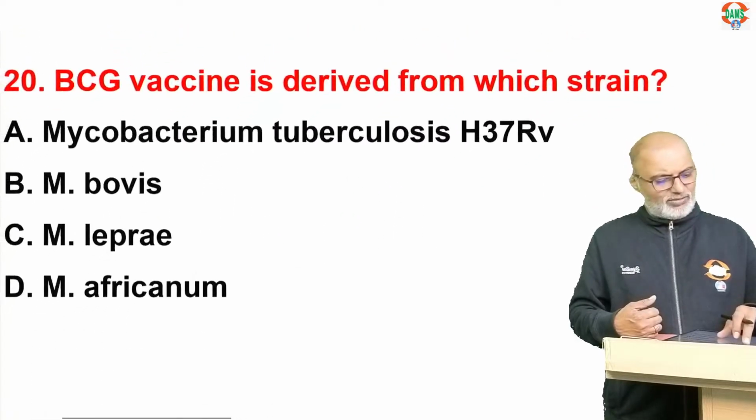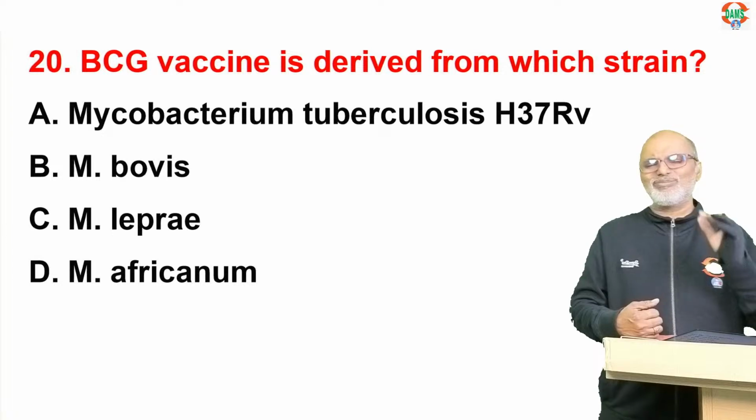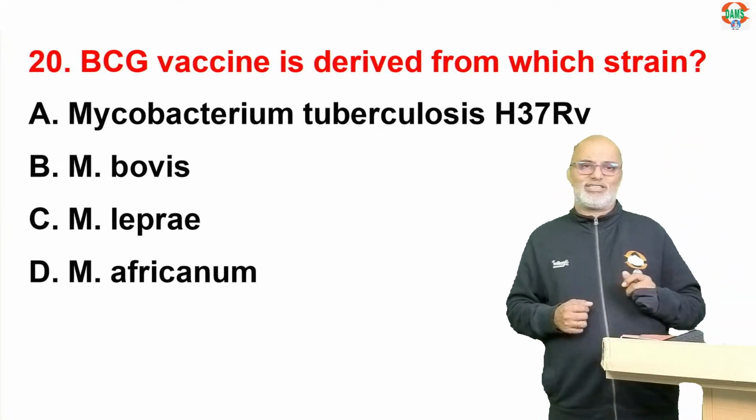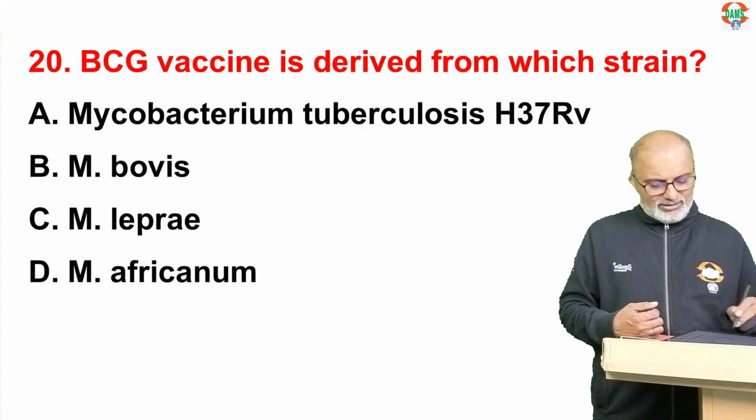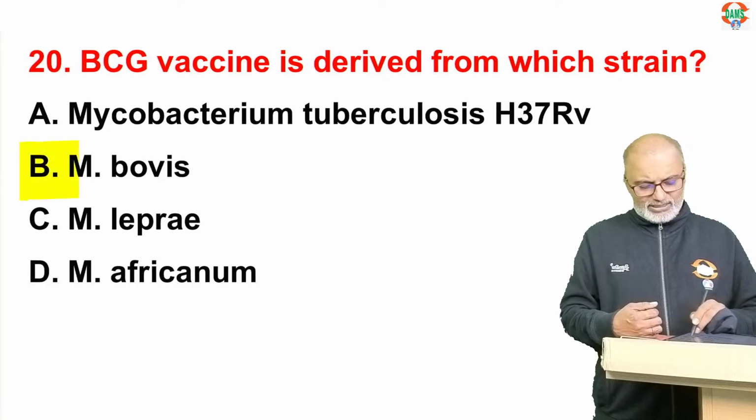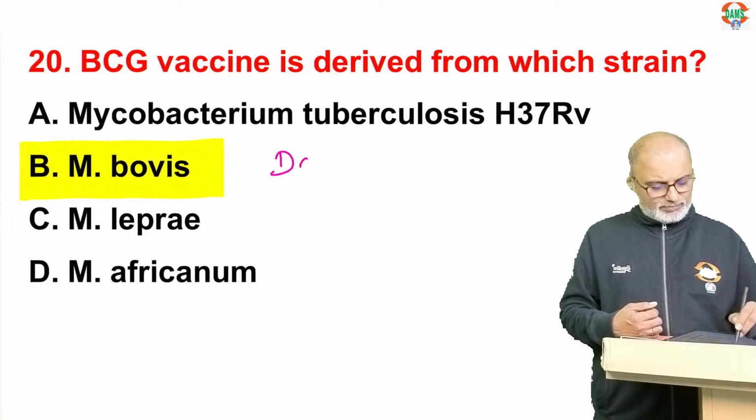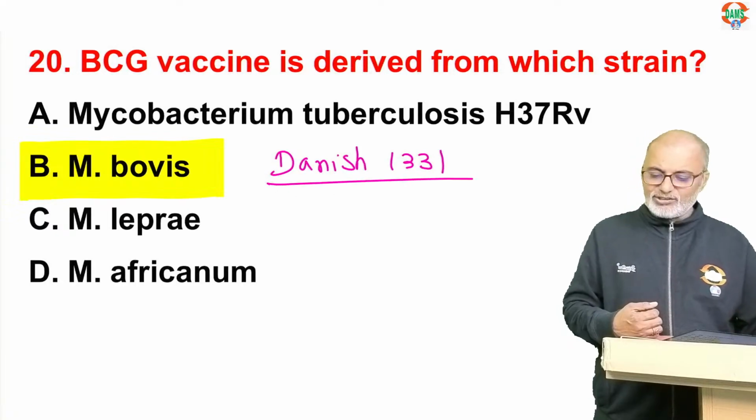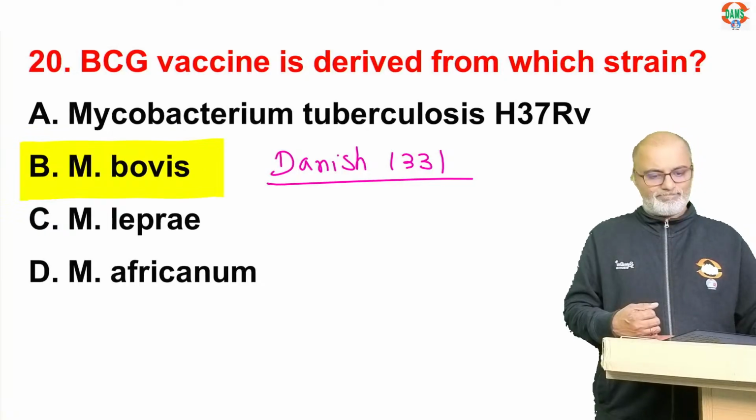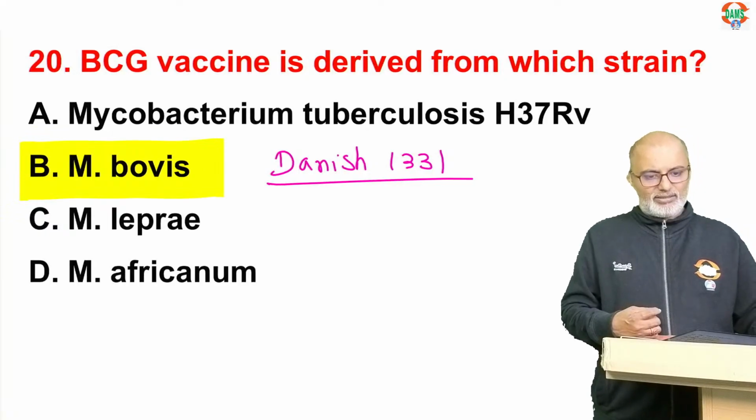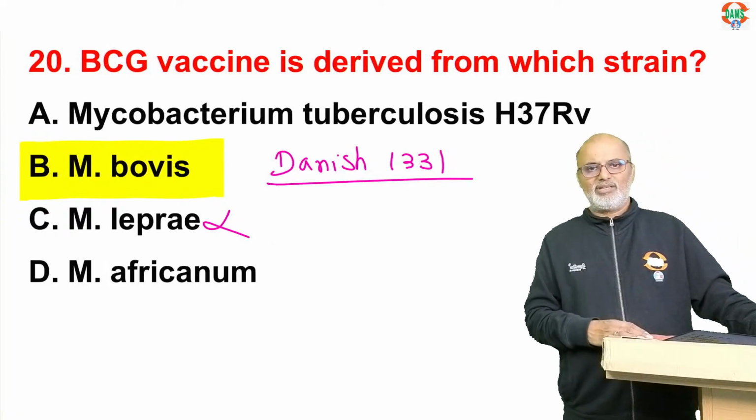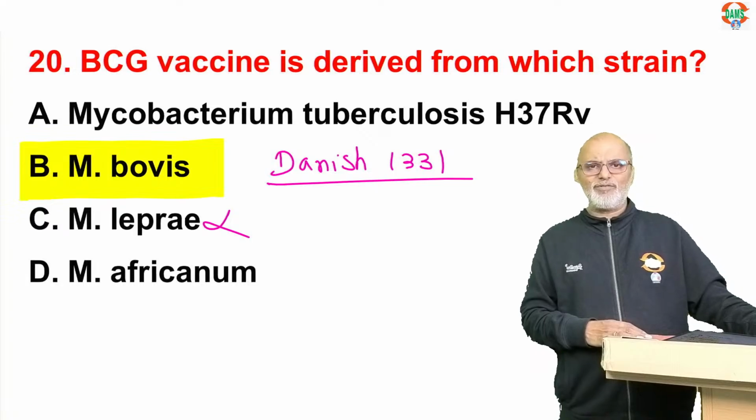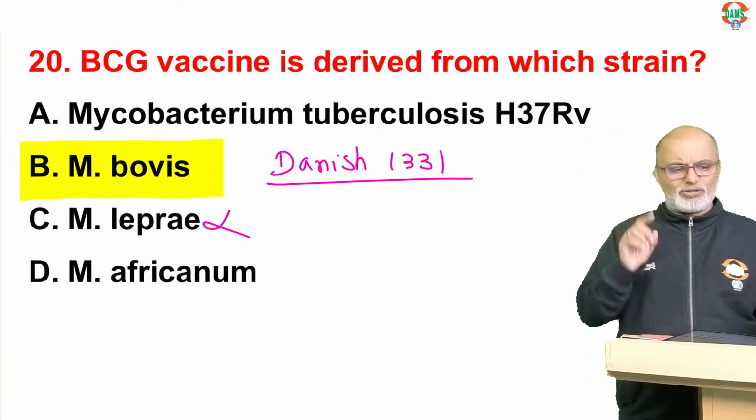Next is, always vaccine strain possibilities are there. They will ask one question. Vaccine strain: BCG, we derive from Mycobacterium bovis, Danish 1331. Not Mycobacterium leprae, there is no routine vaccine practically. Mycobacterium africanum is a type of MTB complex. So you should know about vaccine strains.